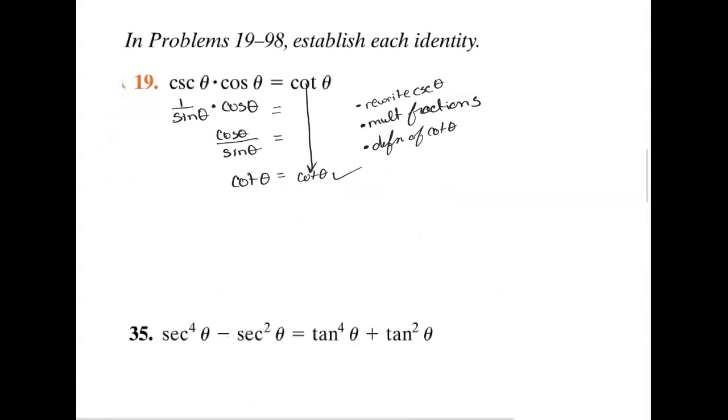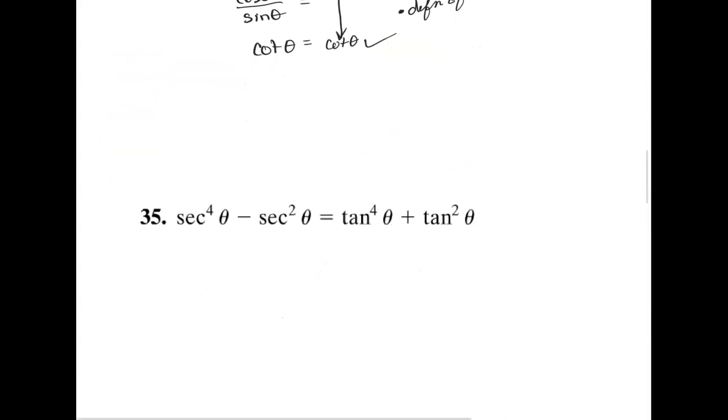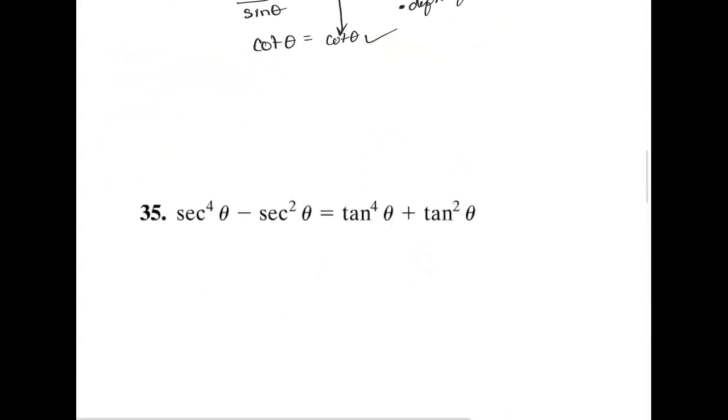Let's look at another one. We've got secant to the fourth of theta minus secant squared theta is equal to tangent to the fourth of theta plus tangent squared of theta. We're trying to prove that. And with a proof, we're going to look at one side of the equation. So I'm going to leave the right-hand side alone, and I'm going to work with the left-hand side. We certainly could try it the other way. There's not a more complicated side here, so you just pick the one you want to start with and see what happens.